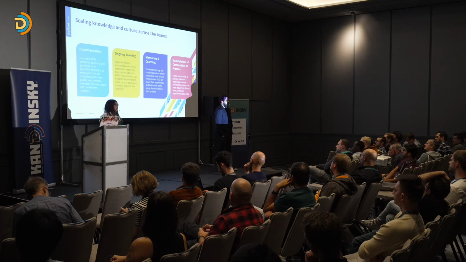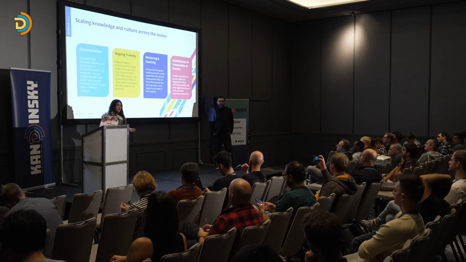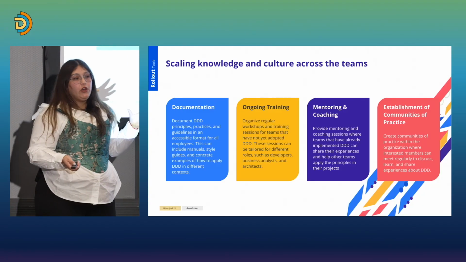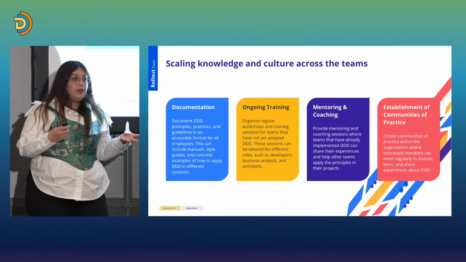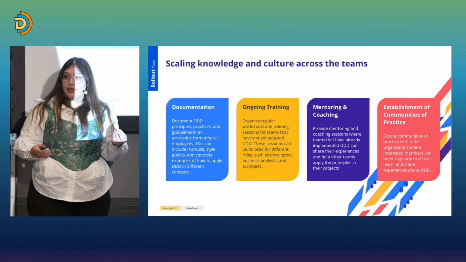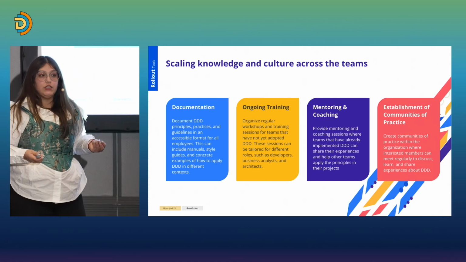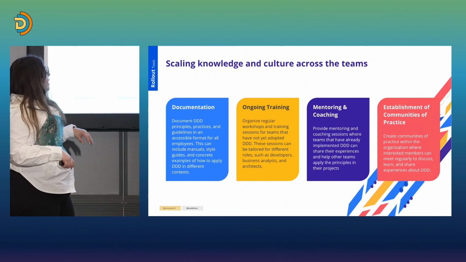So how do we scale knowledge and culture across the teams? We talked a little bit about it earlier, but for example, with documentation, when we document the DDD principles that we are going to use in our organization, it's going to make sense. What is our ubiquitous language? How are we going to document architectural decision records? What is our communication plan? It needs to be documented right here.